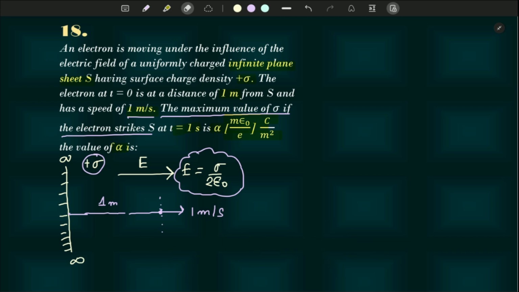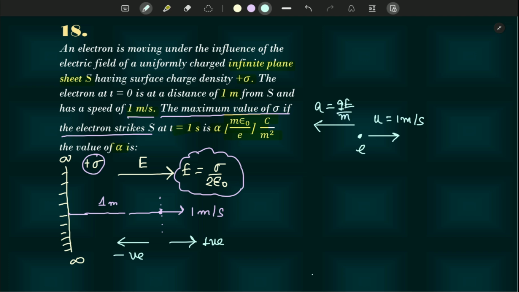So now let us solve. Now this becomes a basic kinematics question, and let me take this side as the positive direction and this side as the negative direction. So let me draw it again for simplicity. This is our electron E. It is going in this direction with 1 meter per second initial speed u, and in this direction the acceleration is QE by m. Here Q is e, the charge of the electron, so e capital E by m. And I also know E is sigma by 2 epsilon naught. So ultimately a is e sigma by 2 epsilon naught m.